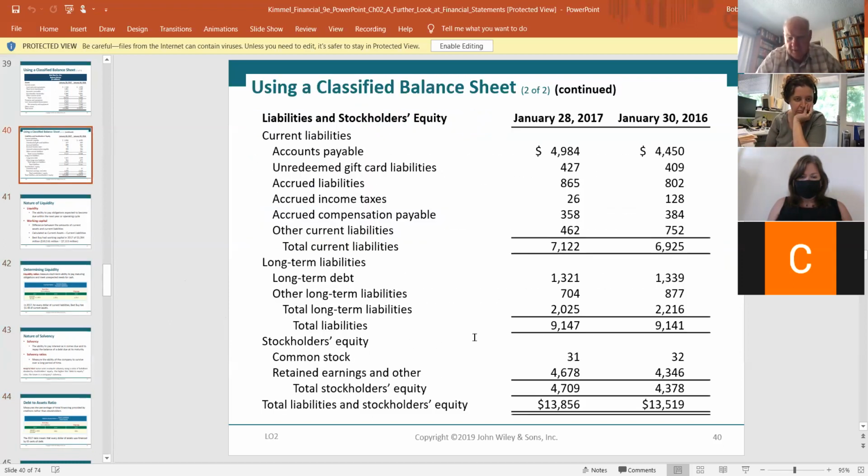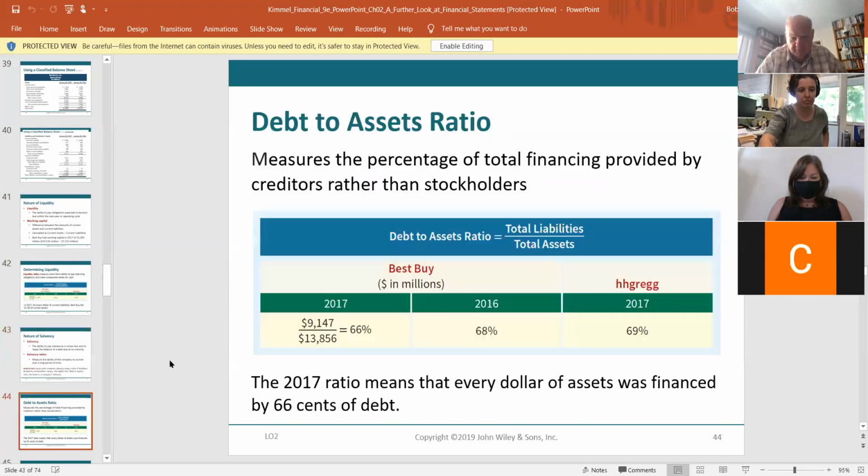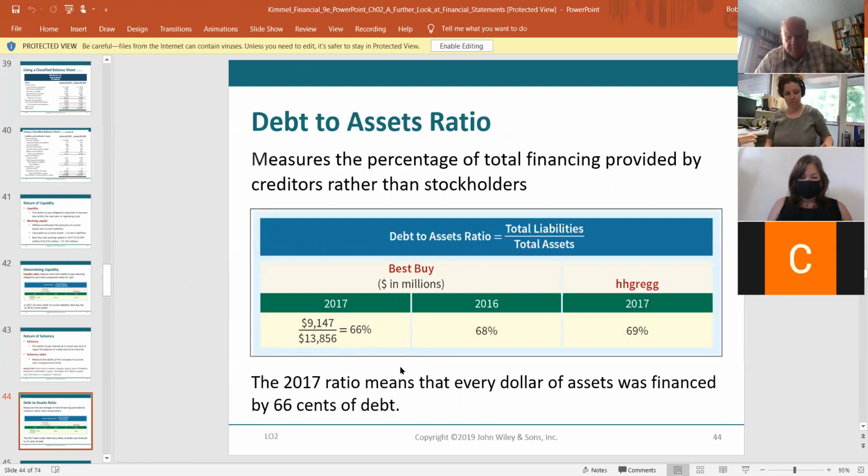We're going to take the total liabilities of 9147 and divide it by the total liabilities and equity. We take a peek here. Comes out to 66%. So it's been in the high 60s the last 3 years. This ratio means that every dollar of assets was financed by 66 cents of debt. Every asset they owned, they borrowed 66 cents at least to buy it.